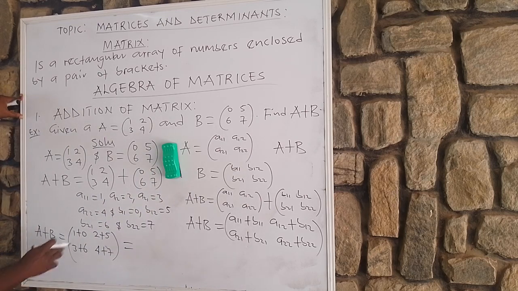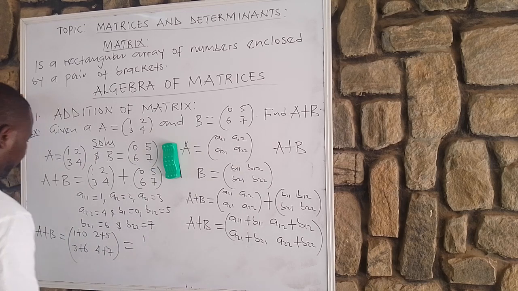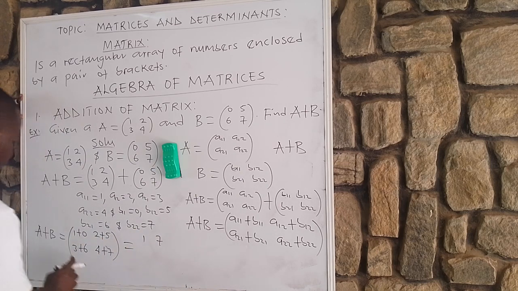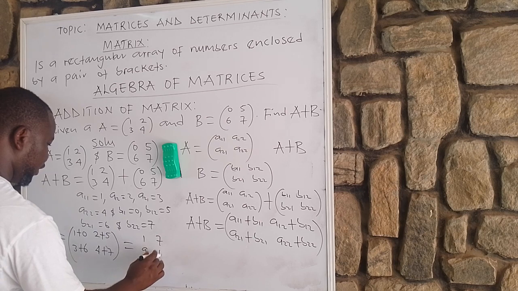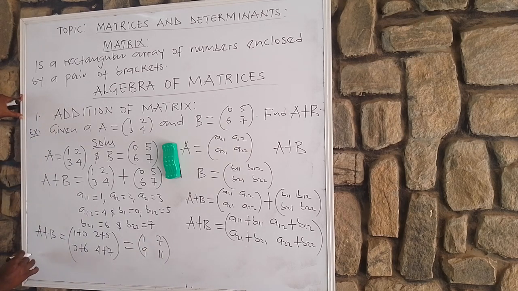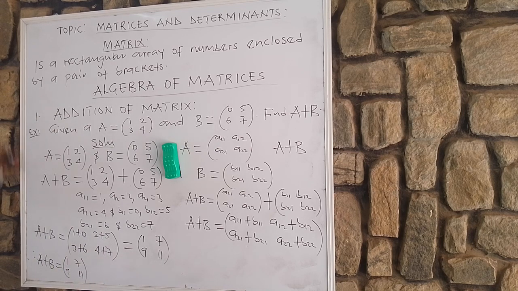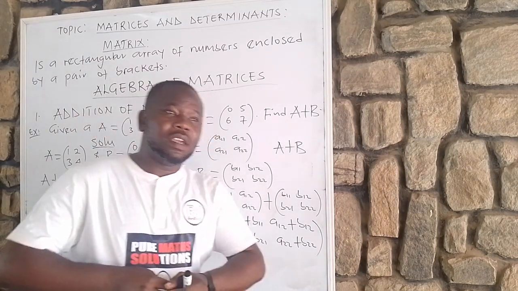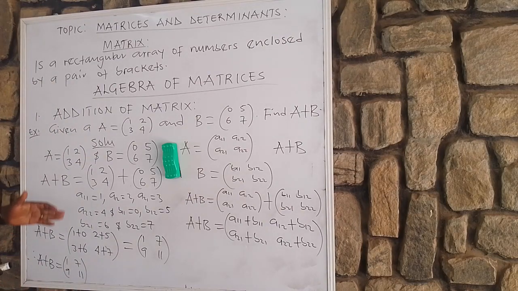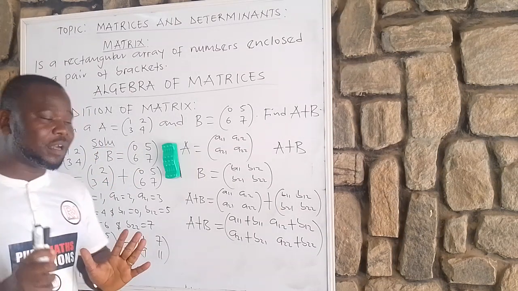So this will now be equal to 1 plus 0 is 1, 2 plus 5 is 7, 3 plus 6 is 9, then 4 plus 7 is 11. So therefore, matrix A plus B is equal to 1, 7, 9, 11. Is it difficult? This is how you add the given matrices. Even if the given matrices are 3 by 3 matrices, it's the same approach.